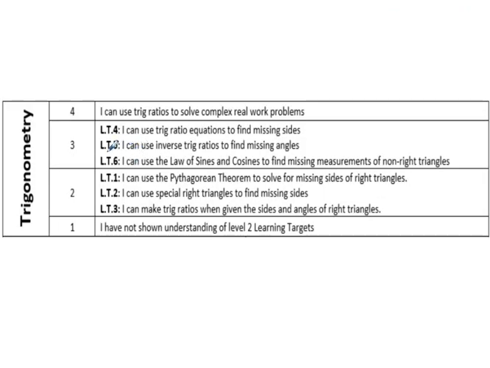So again, we were working on Learning Target 5. I can use inverse trig ratios to find missing angles. And this was a level 3 target. In order to use it, we definitely need to have been really good at Learning Target 3, making trig ratios, as well as Learning Target 4, setting up those trig equations.